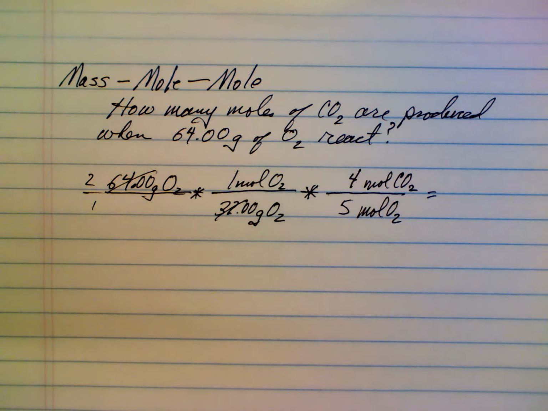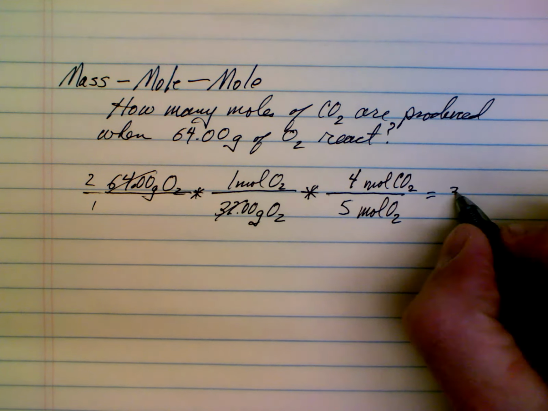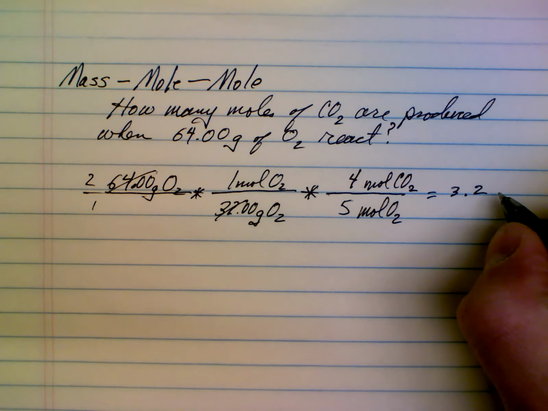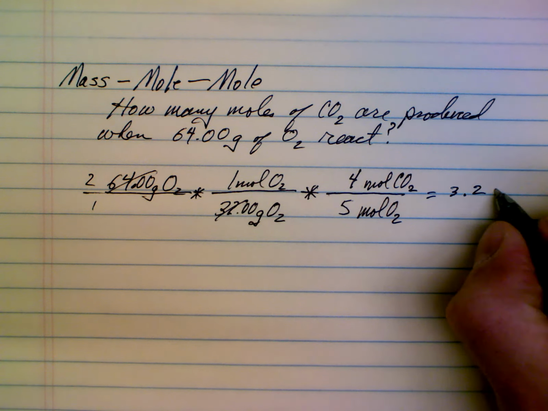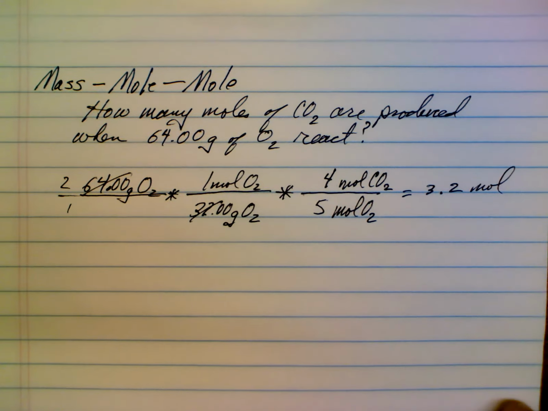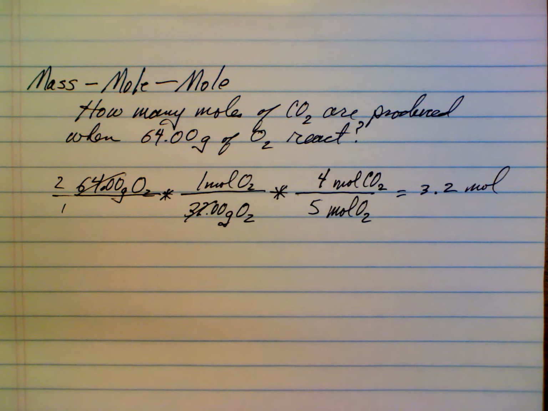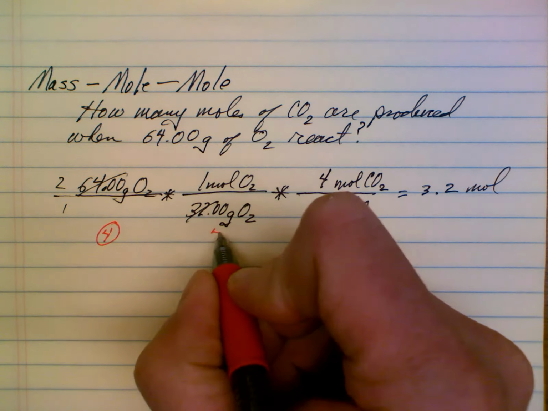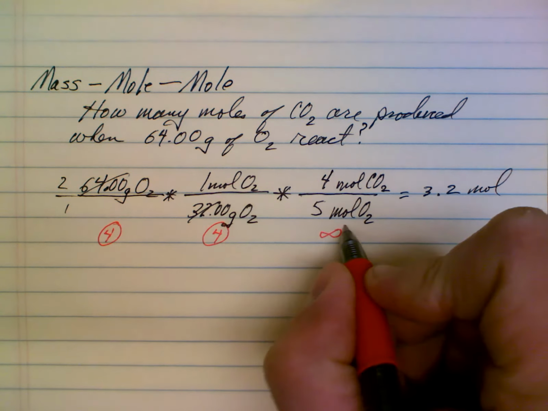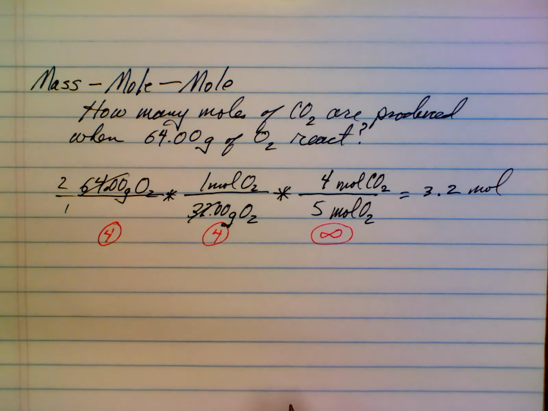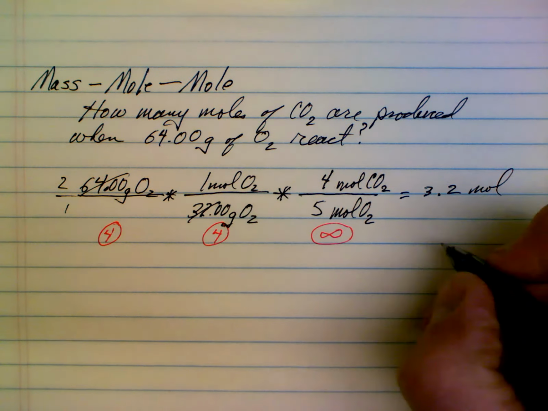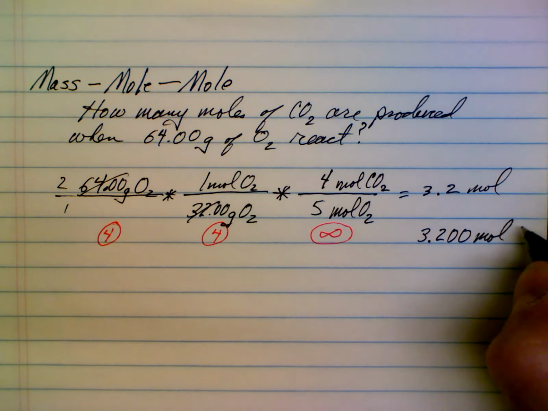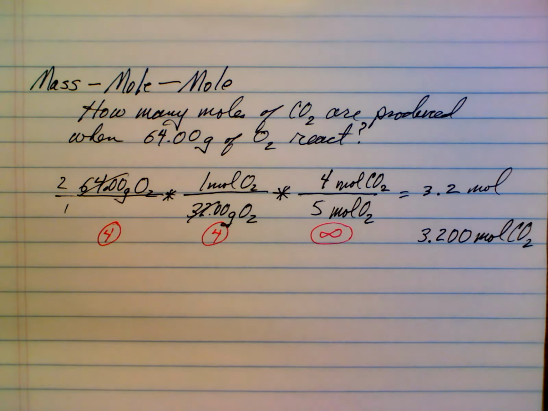So our final answer here should be 3.2 moles. Now, what about significant figures? We have to be careful with this one because we might have to add some zeros here. You can see that the 64.00 has 4 significant figures. This too has 4 significant figures, and this would be an infinite number of significant figures because it's an exact relationship. So we have to keep 4 significant figures. We can't leave our answer as 3.2. We would put 3.200, adding a couple of zeros, and that would be moles of CO2 as our final answer.